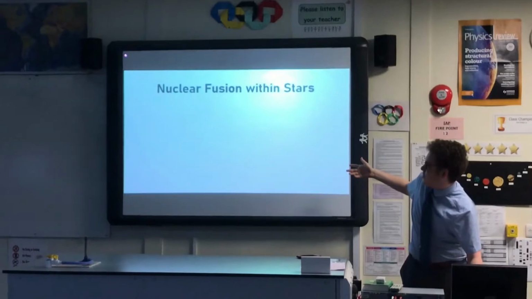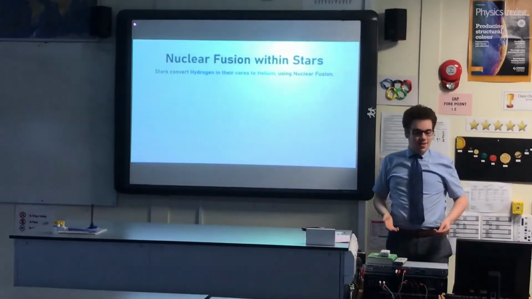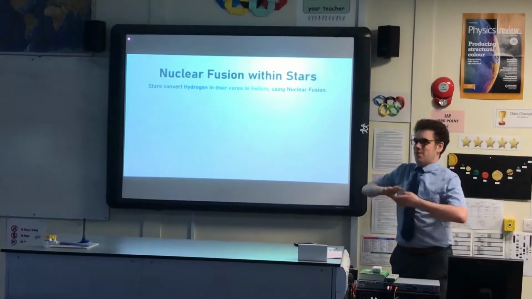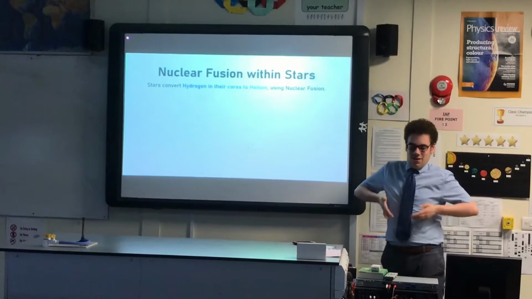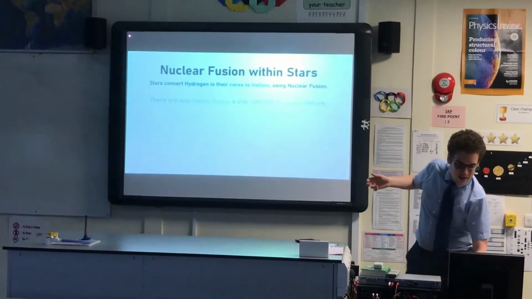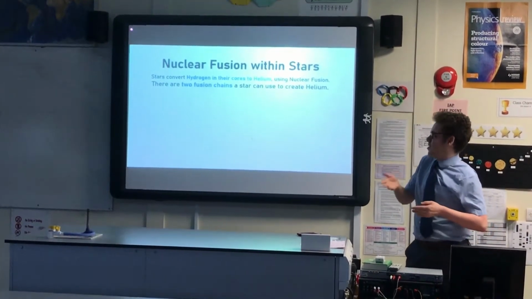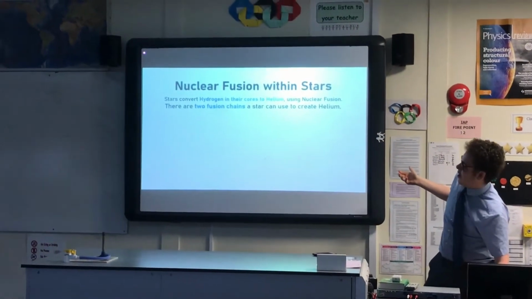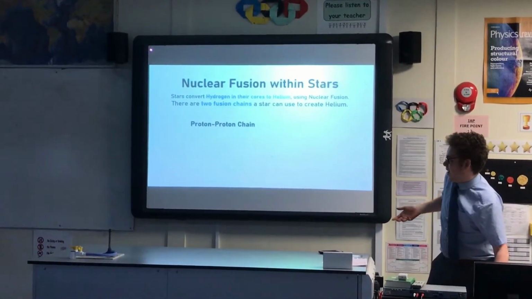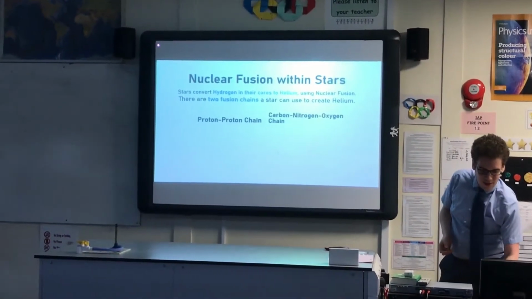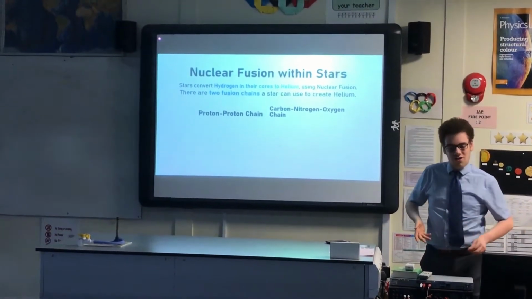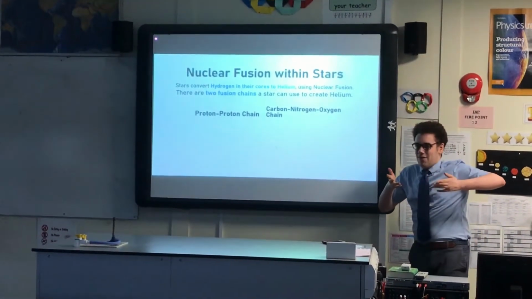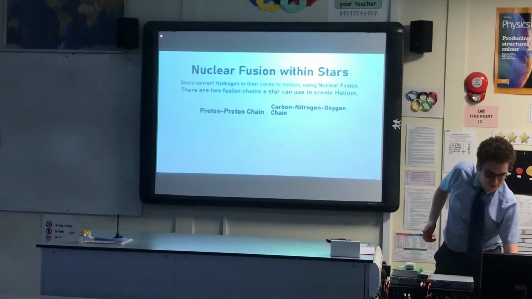Talking about nuclear fusion, stars convert hydrogen in their core to helium, and that's by nuclear fusion. That's basically the process of what a star goes under. And there's two different fusion chains that a star can use to create helium. One of the chains is called the proton-proton chain, and the other one is called the carbon-nitrogen-oxygen chain. I know that sounds a bit weird, but I'm going to have some comparisons here.